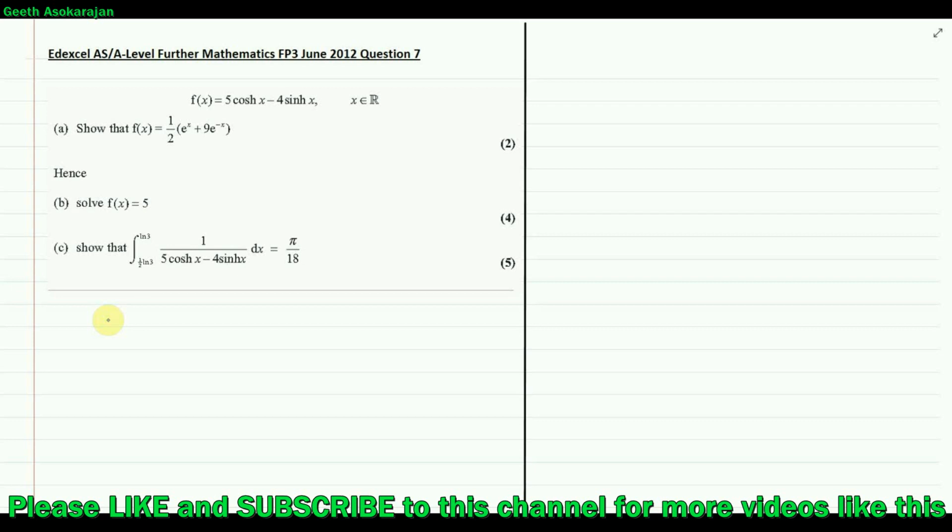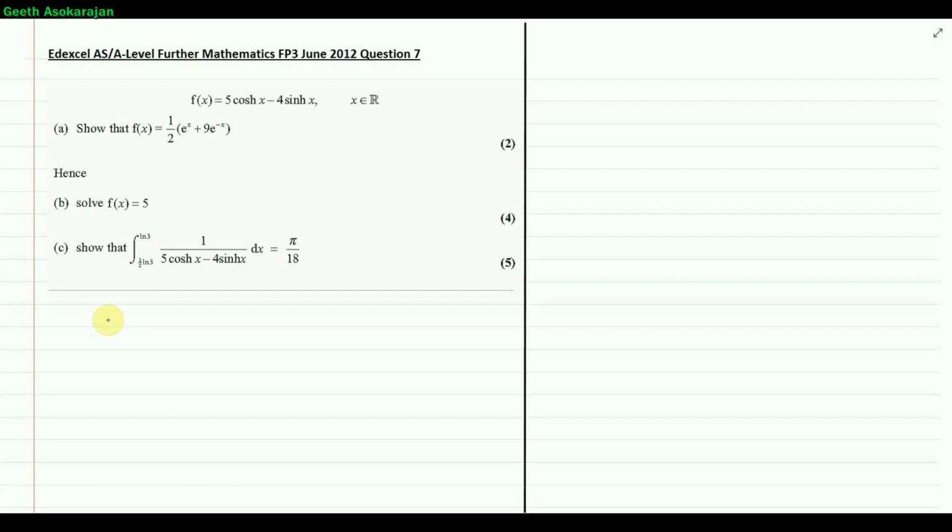f of x is given by 5 hyperbolic cos x minus 4 hyperbolic sin x, and in part A we need to show that f of x is half into e to the power x plus 9e to the minus x. So let me copy down f of x. So f of x is defined as 5 hyperbolic cos x, let me be even clearer, minus 4 hyperbolic sin x.